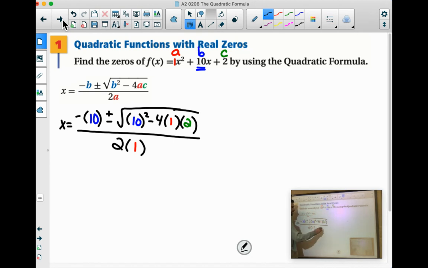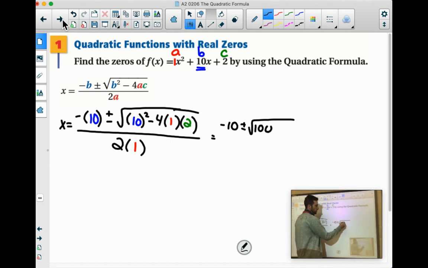Okay, we got the opposite of 10. Hey, that's negative 10. We got the plus or minus. Inside the root, we have 10 squared. 10 times 10 is 100. Minus 4 times 1 times 2 is 8. All of that is over 2a. 2 times 1 is 2.